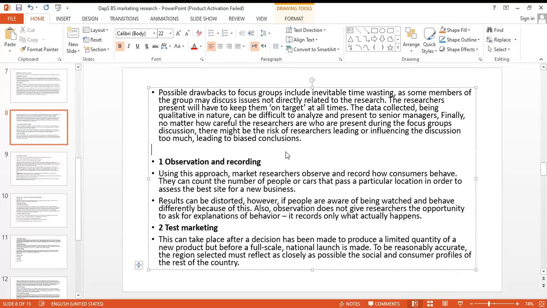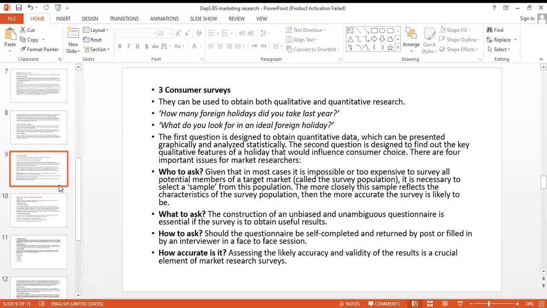The second is test marketing. What happens in test marketing? A limited quantity of the product can be sold before a full national launch. You launch the product on a small scale to see how people are going to respond to it. Number three is consumer surveys. That's why we did not do interviews separately, because a survey is also like an interview. So you ask questions.